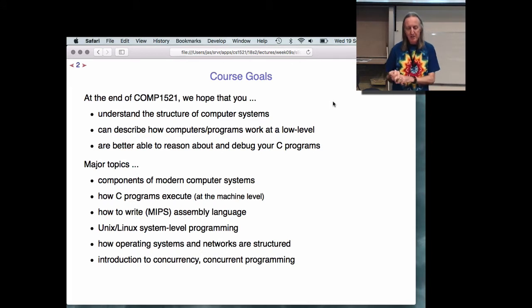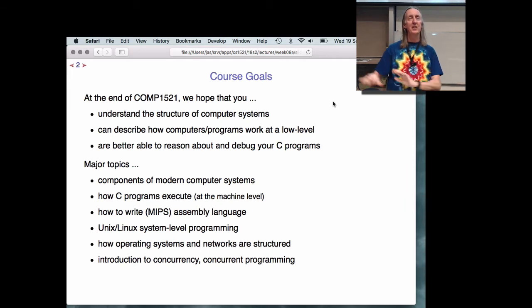Right, so what did we talk about? How computer systems fit together. To some extent, how C programs execute. And remember, I talked about simple C, and we had a mapping from simple C into MIPS. Take a look at Unix system level programming, all those system calls that I talked about. An overview of how operating systems fit together.